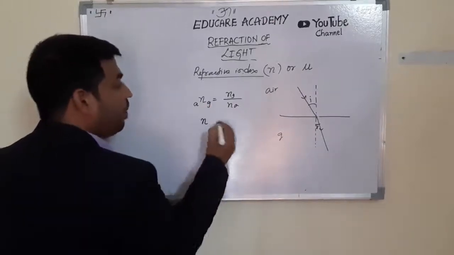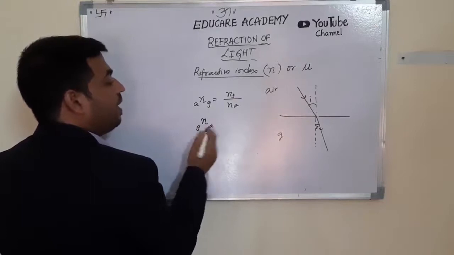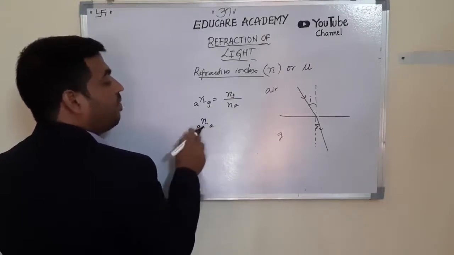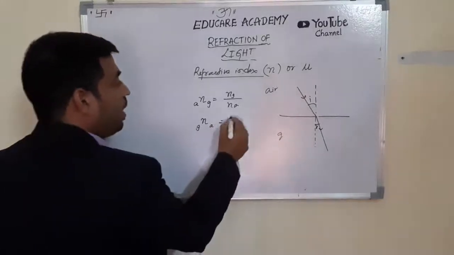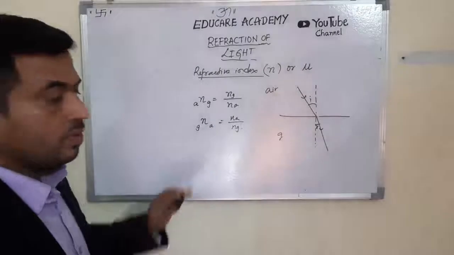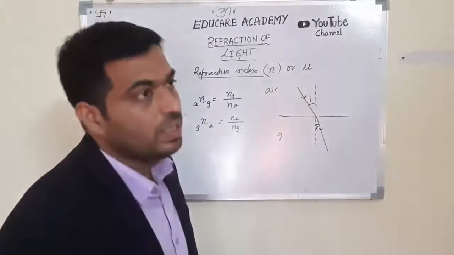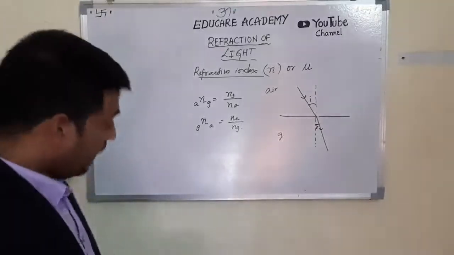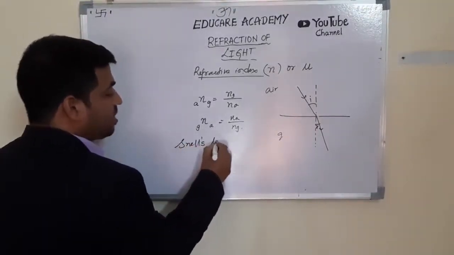Suppose the same ray is entering from glass to air, refractive index of air with respect to glass, we can write like this. So it will be NA by NG. So these are the two things you have to remember. So what is refractive index? It is given by a very important law called Snell's law.